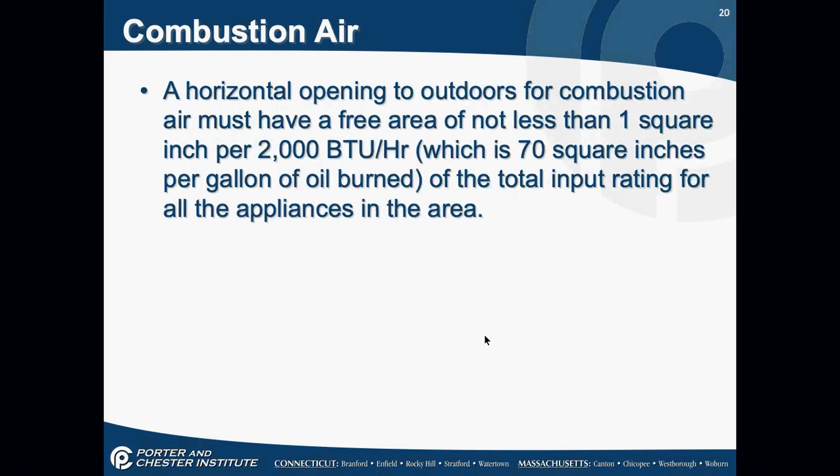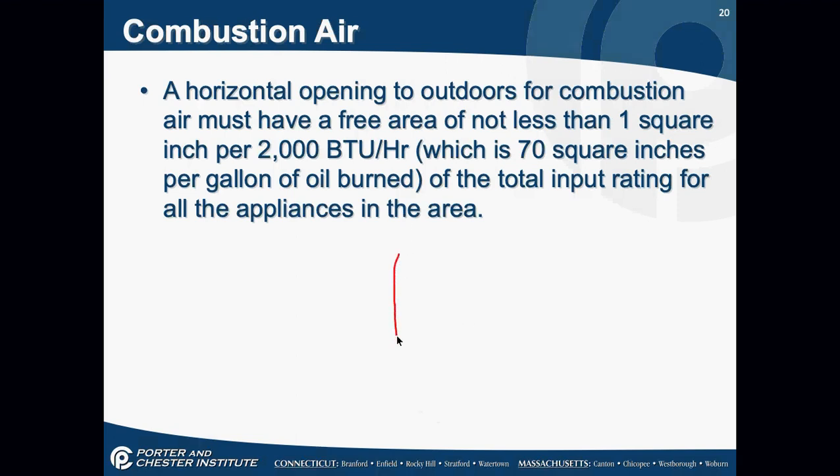That's a vertical pipe. The rules change when we have a horizontal. If we just put a pipe through a wall, I have to have a free area of not less than 1 square inch per 2,000 BTUs, which is 70 square inches per gallon of oil burned. Of the total of all the appliances.